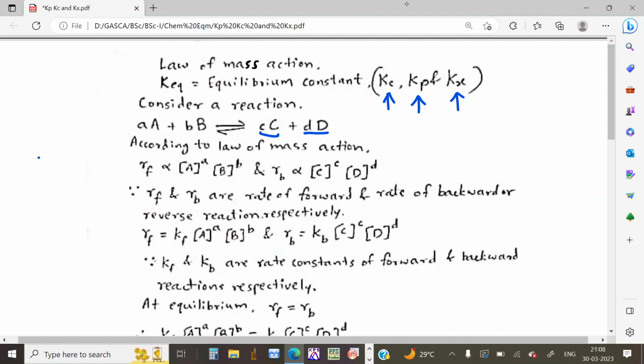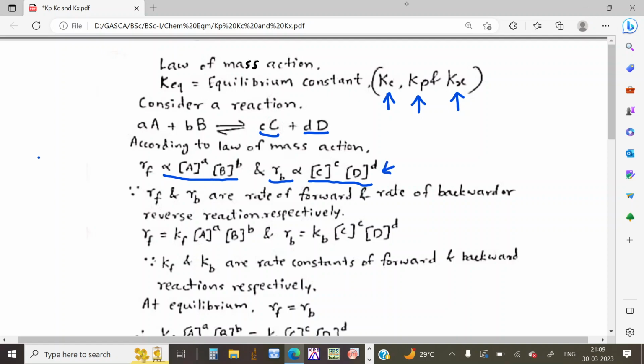dD. Now, according to the law of mass action, the rate of forward reaction is directly proportional to the concentrations of reactants: concentration of reactant A raised to small a, B raised to small b. And the rate of backward or reverse reaction, Rb, is directly proportional to the concentration of product C raised to small c, into the concentration of product D raised to small d.